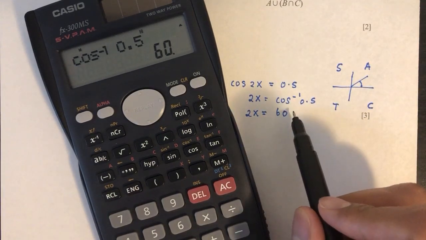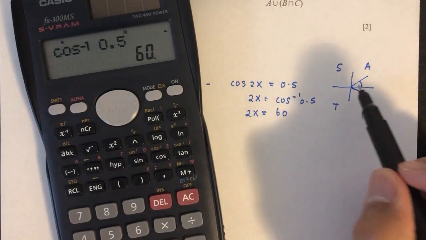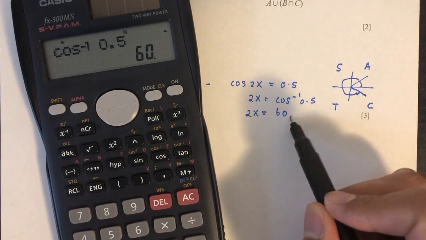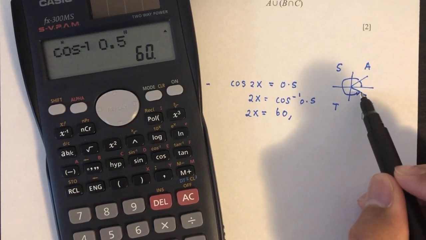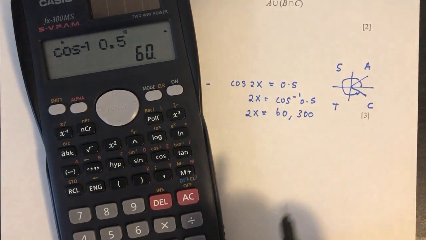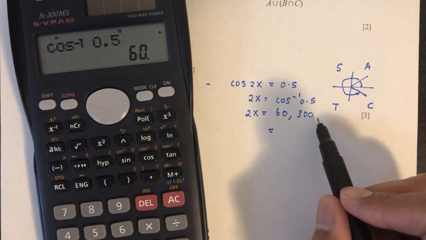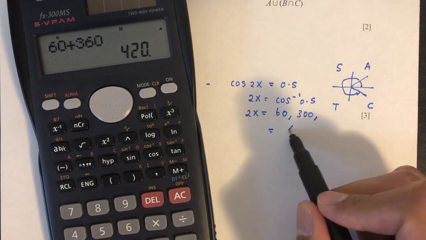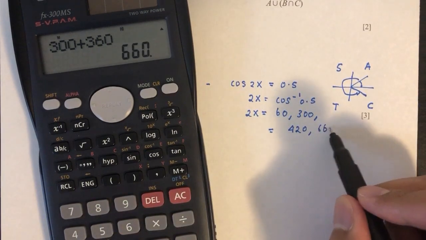So if it can be 60, it can also be the value here. So let's find this. We'll have to take this angle here. This will be 60. So 360 minus 60 will give me this value. So this will be 300. Now since we have 2x, we have to add 360 to them. So we'll have 60 plus 360, that will be 420. And 300 plus 360, that will be 660.